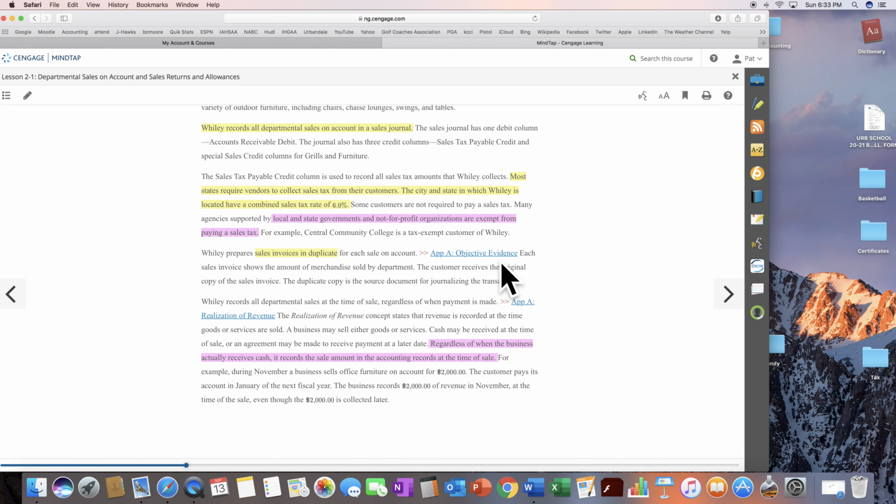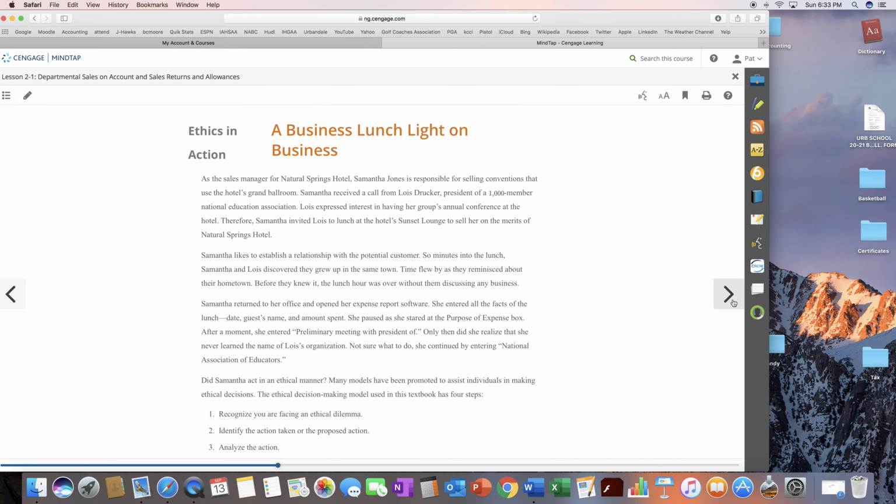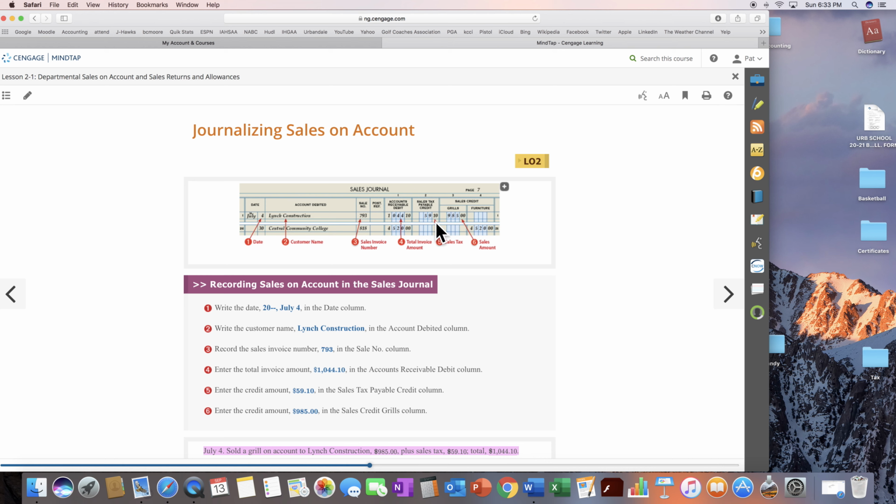This is accounting, generally accepted accounting principle, objective evidence. We're going to record revenue, the realization of revenue, and record it even when we don't receive cash, even if it's on account. The sales journal, if you recall, has the same situation over here.